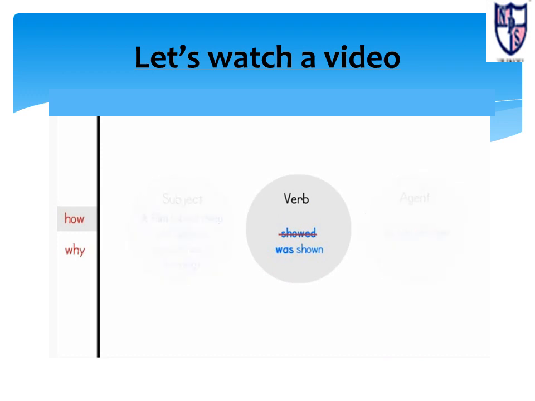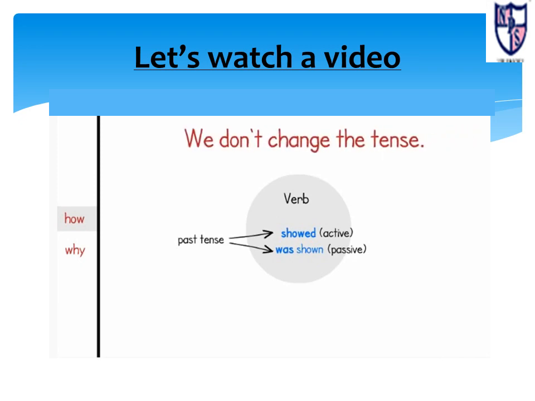Notice that the verb showed has now been changed to was shown. Both of these are in the past tense because when forming the passive voice we don't change the tense. We use the be verb in the same tense as the original sentence and add the past participle of the main verb.